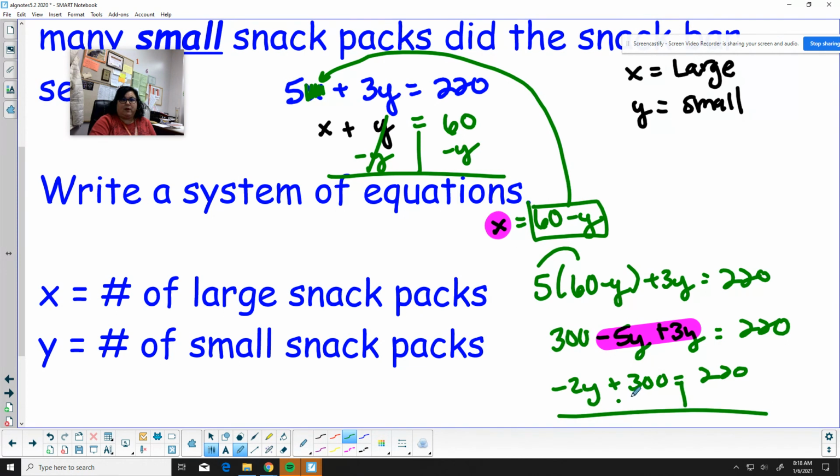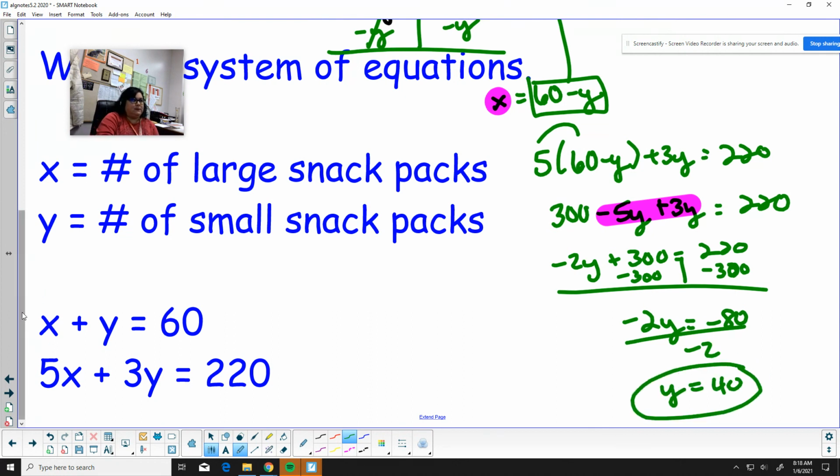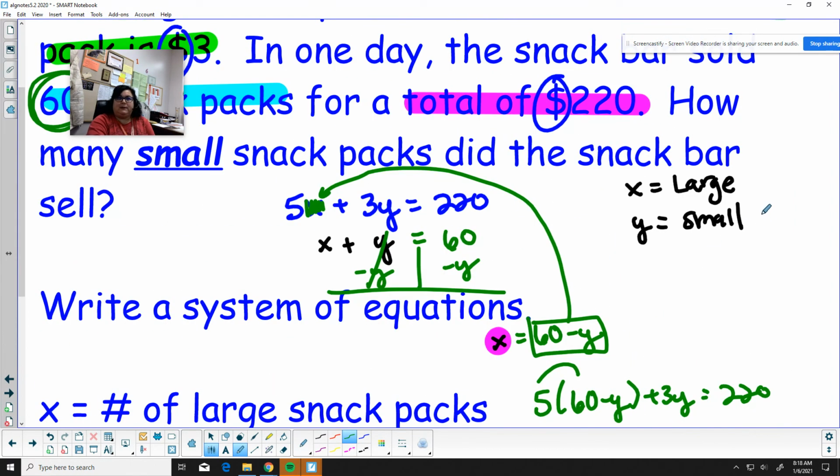And then I would subtract 300 from both sides. And that gives me negative 2y equals negative 80. And then if I divide by negative 2, there are 40 of whichever y is. So let's see what it was. y is the small.